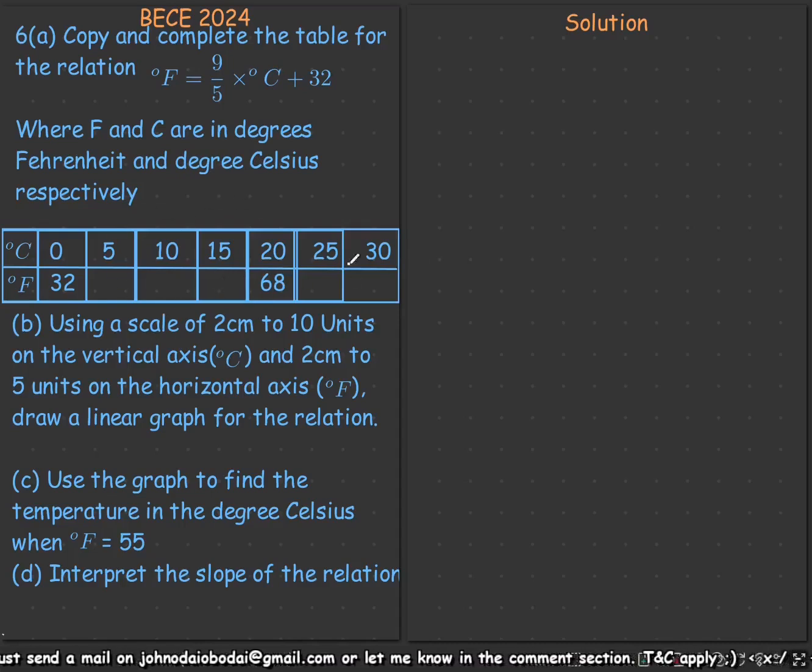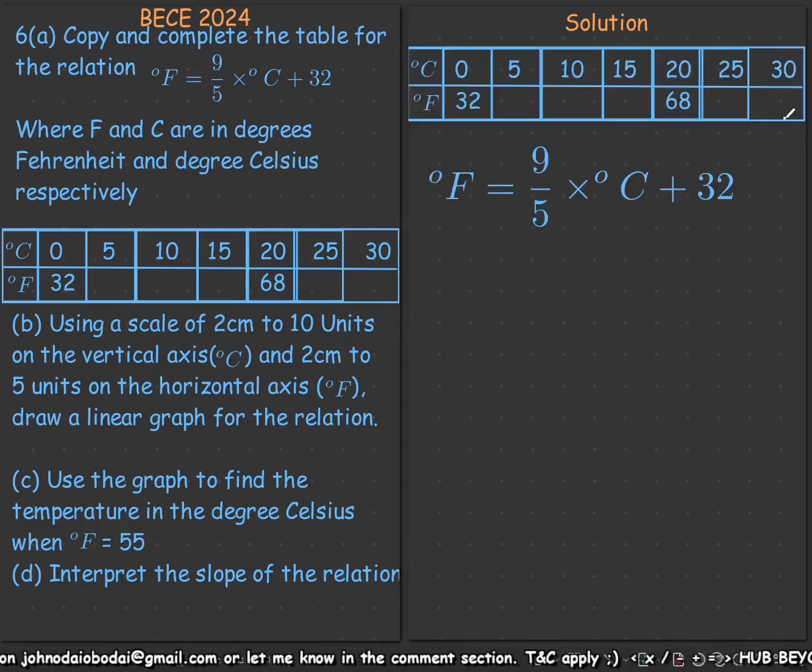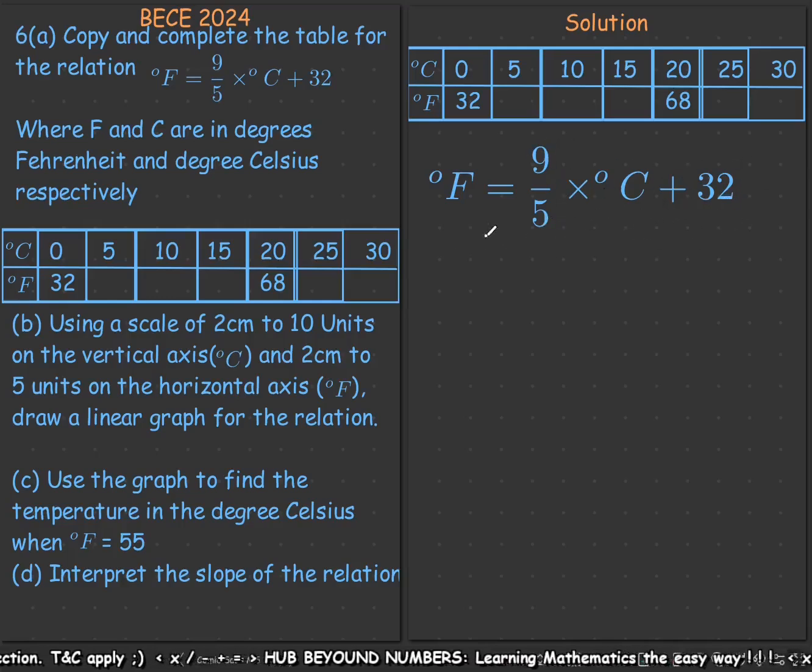Now if you're able to copy and complete the table, you then come and work on your graph. For now, let's do what it says we should do first. Let's copy and complete this table, and then we'll go to the graph so that we see how we go about it. So this here is our copied table. Now let's complete it. We are saying that every Fahrenheit is equal to 9 over 5 of the degree Celsius plus 32.